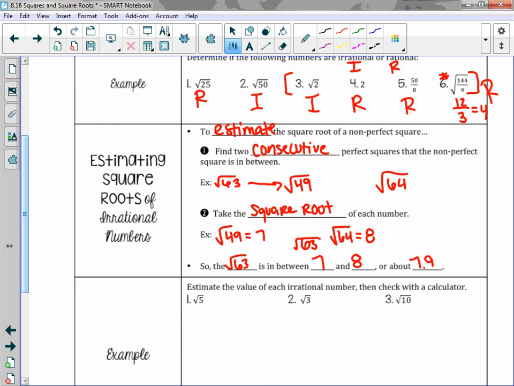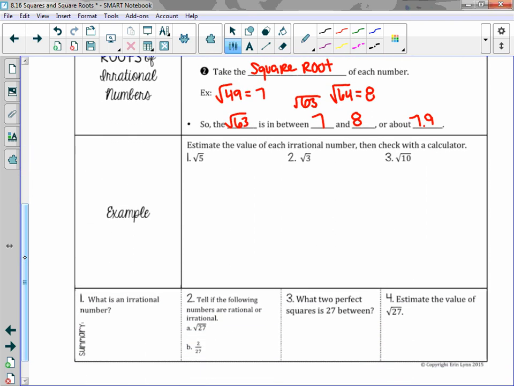Okay? Good. Let's try one more together, and then I'll send you off on your own. Square root of 5. Between what two perfect squares? 4 and... Oh, I keep hearing 2. 2 is not a perfect square. 4 and 9. Okay, where can I look if I don't know them off the top of my head? The chart that's on the other side.